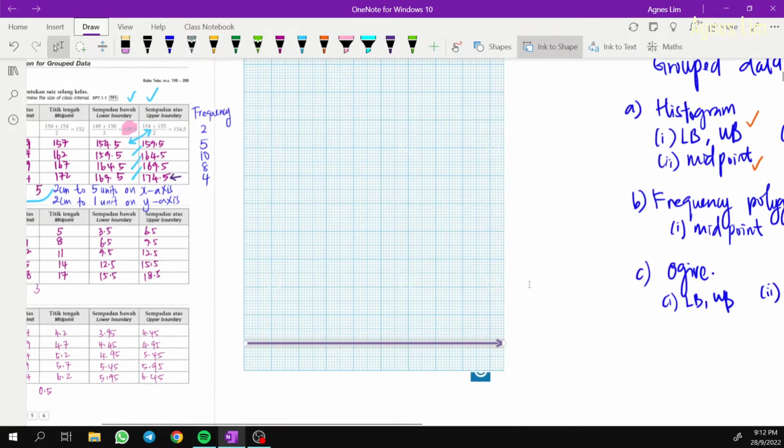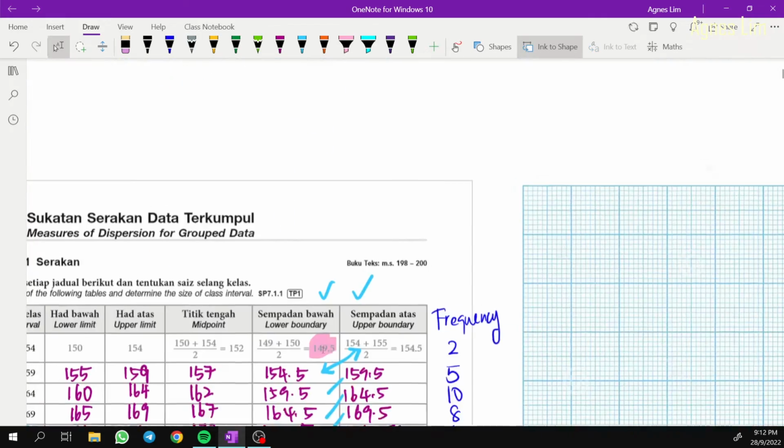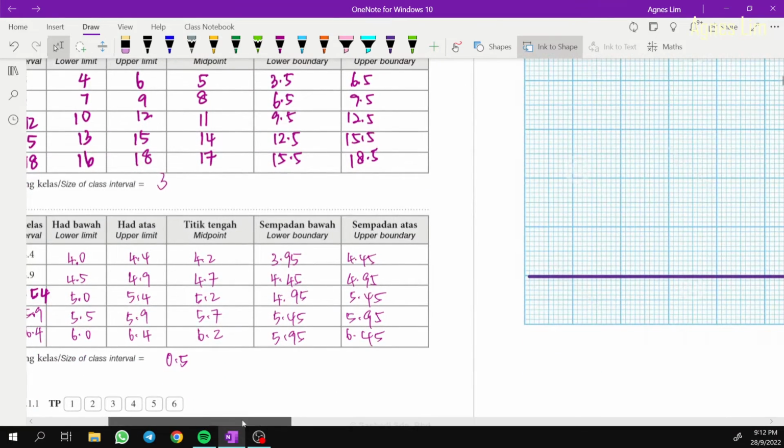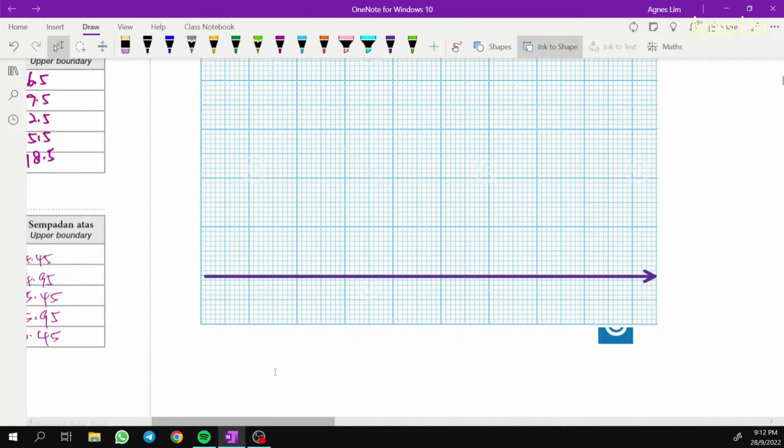Okay, and then I'm going to zoom in so that you can see. Okay, so before I start to draw my y-axis, which most probably will be here, on this line, I'm going to check whether I have enough space to draw the 5 bars of the histogram.